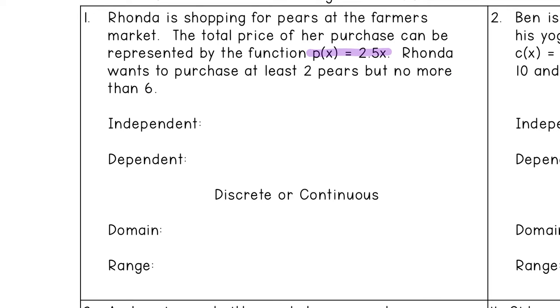So we need to decide what our independent and dependent variables are. So after reading this situation here, I know that pears is one of the things that's important. And it says total price. So those are the two variables that we're gonna be concerned about. But which one do you have control of? I cannot control how much they're gonna charge me, how much the price is. What I can control is how many pears that I buy. So that's gonna be the independent, number of pears.